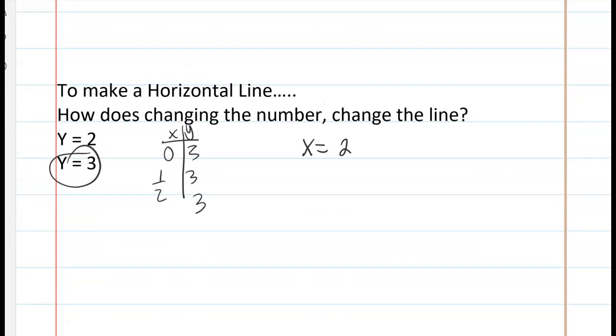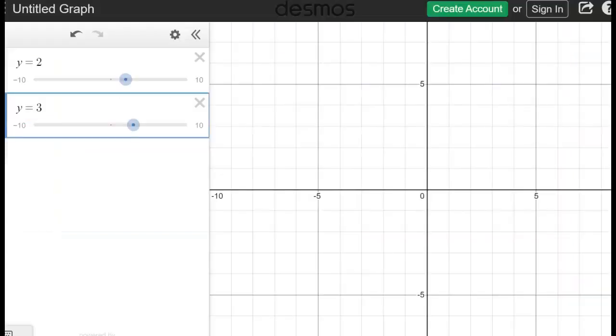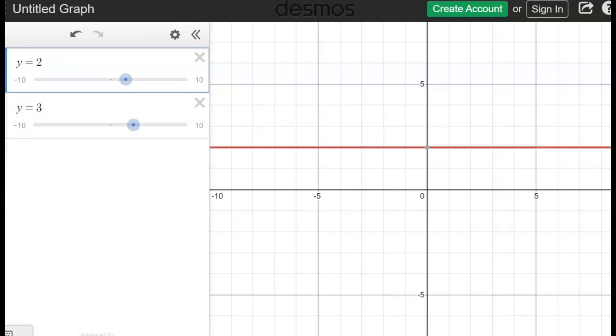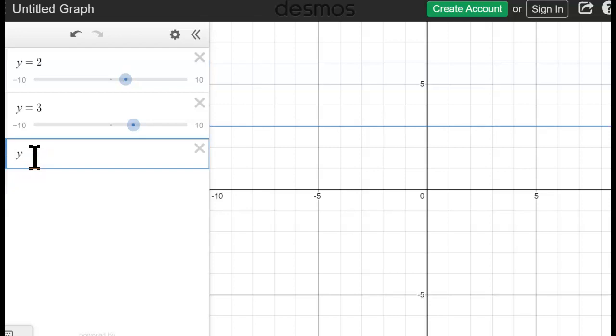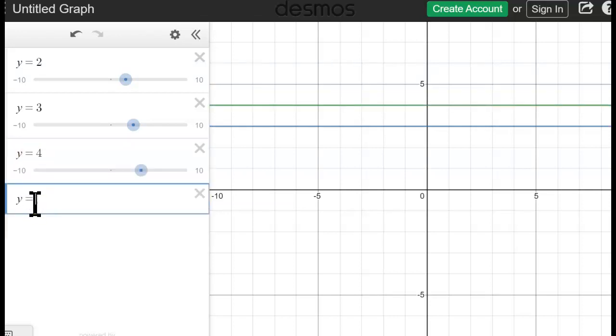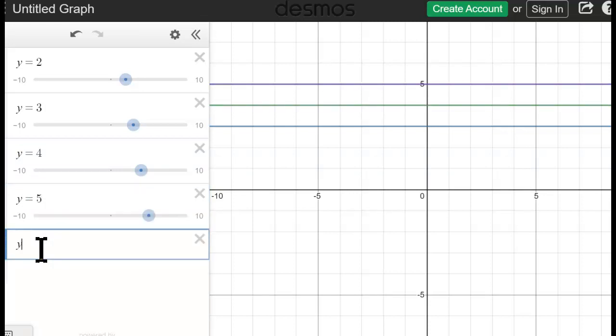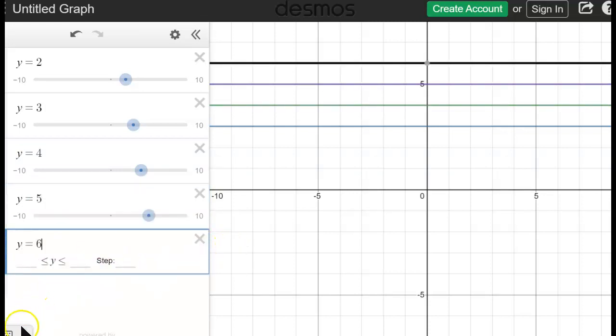Okay, so to make a horizontal line, we're going to start with some visual that might help. To make a horizontal line, how does changing the number change the line? What I did was I typed this into Desmos so we can see what the graph is going to look like. So y equals 2 looks like that line there. But if I change that and put y equals 3, so what's happening? y equals 4, there's the green one. y equals 5, there's a purple one. y equals 6. What's happening in your own words?